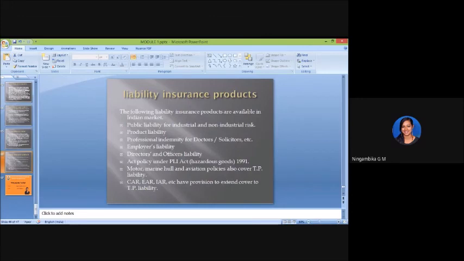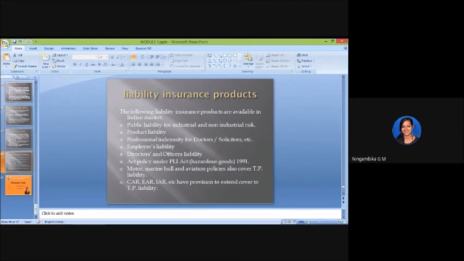Last but not the least, liability insurance products. Nowadays, insurance companies have come up with many products in order to safeguard against risk. Among them are public liability for industrial and non-industrial risk. In order to come out of industrial risk, they have come up with public liability insurance products. Product liability for any product-based risk, professional indemnity for doctors, auditors, etc. Even insurance for them, employees' liability, directors' and officers' liability, policies under the PLI Act of 1991, motor, marine and aviation policies, car, IAR, etc. have provision to extend over third-party liability.